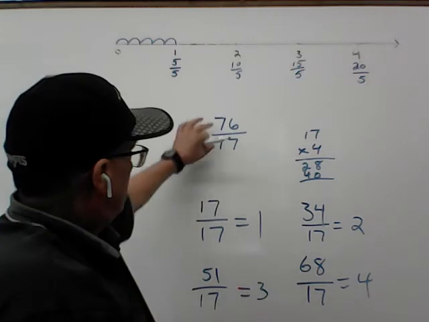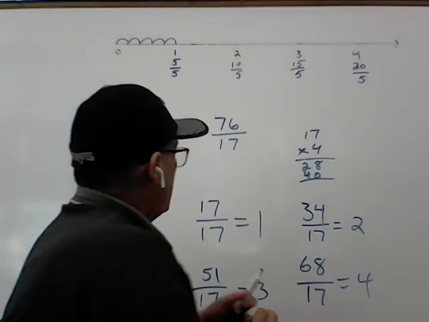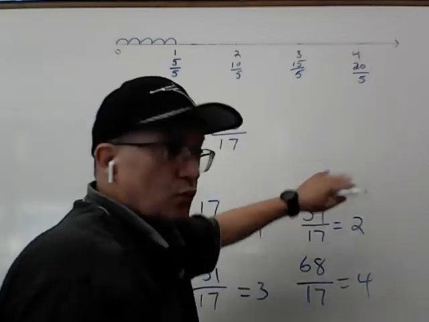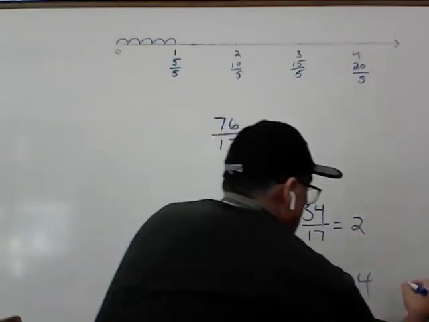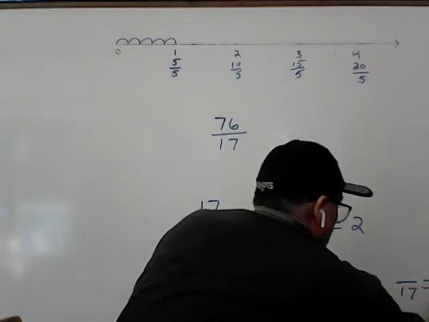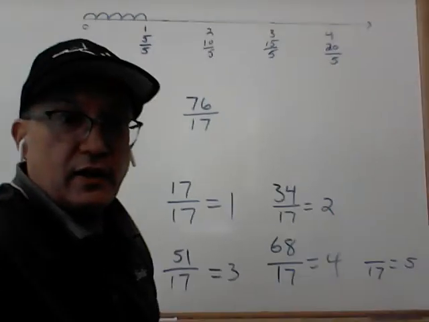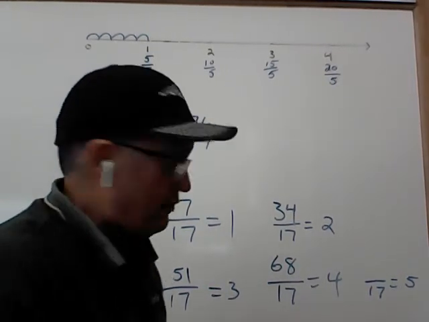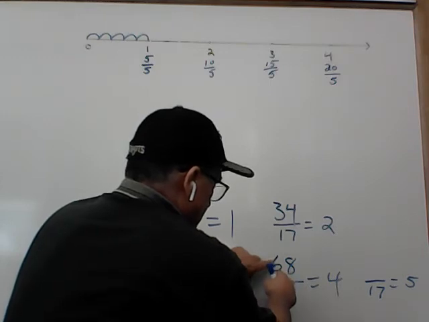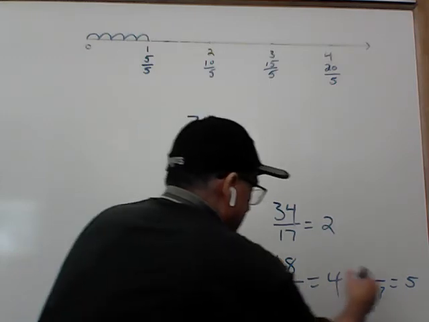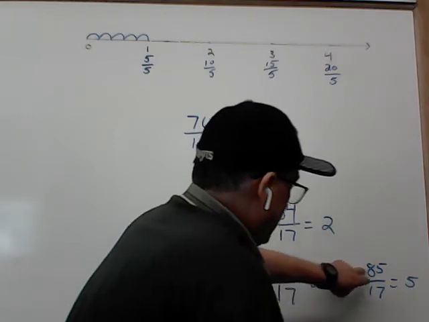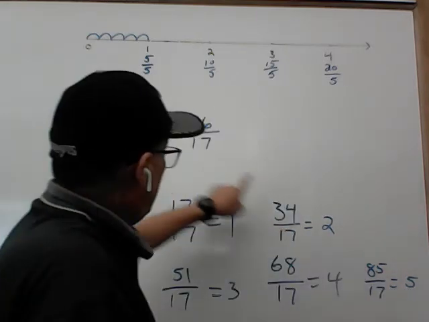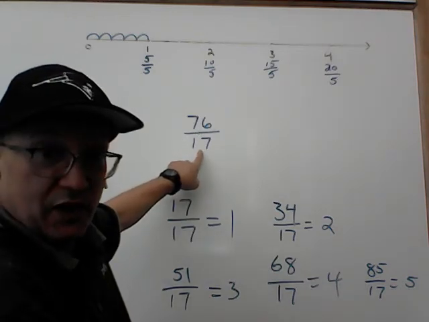All right? The original question was 76/17. And by the way, I guess we'll go one more time, just to make sure everybody sees that 76/17 is less than 5. Because if we had another 17 here, we get 85. 85/17 is 5. 5 times 17 is 85. But we don't have 85/17, we only have 76.